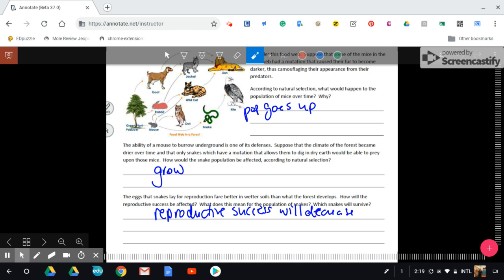All right, looking at this food web, we're going to answer some questions about natural selection. If the mouse was to get darker and camouflage itself from predators, what would happen to its population? Its population would go up. If I look at the mouse that has the ability to burrow underground, suppose the climate in the forest became drier over time and snakes have a mutation that allows them to dig in the earth. What would happen to the snake population? It would get bigger and grow. If the eggs of the snake fare better in wetter soils than in the forest, how would reproductive success be affected? It will decrease because if their eggs don't develop, then they're not going to grow.